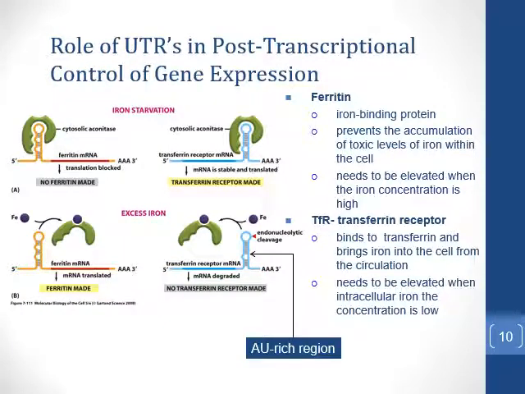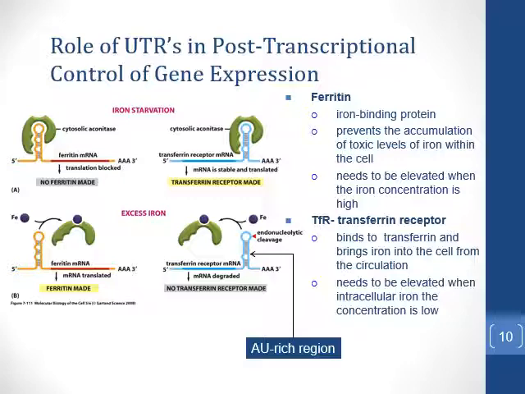Now, to bring all this together and see how this works, we're going to look at a classic and well understood example. This example involves iron. So it turns out that iron is required for cells to function. And so if a cell has an iron deficit, it needs a mechanism for bringing iron into the cell. But the problem is that iron can also be toxic. So if a cell has too much iron, then the cell has to have a way to deal with it.